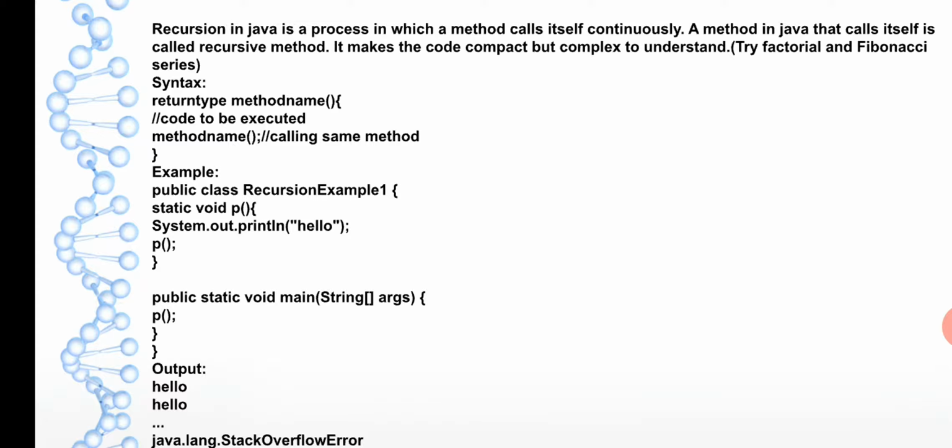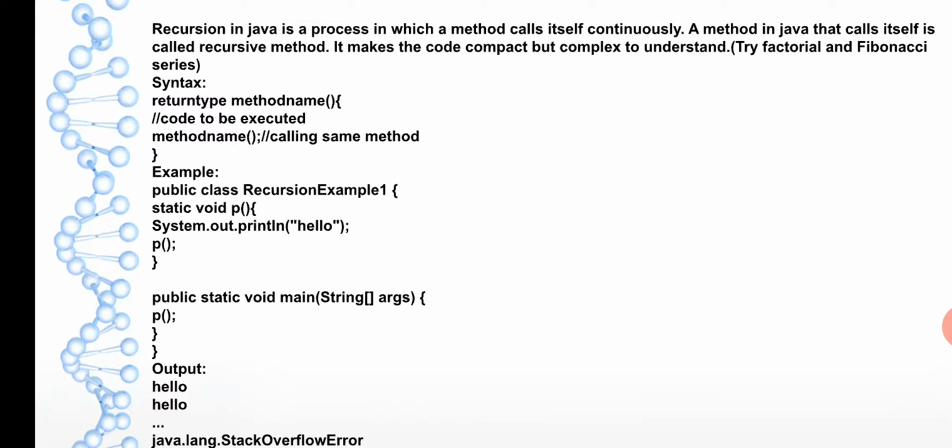Now you can see the syntax over there. It is the return type followed by the method name, and inside the method you call the method name again. That means the name of this method is itself the method name, and you are calling it again and again for the particular work. Then it is a recursive method, or recursion. That is an example of recursion.